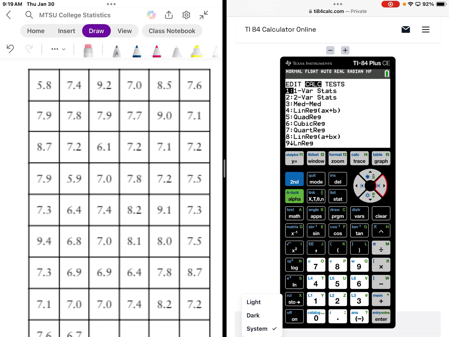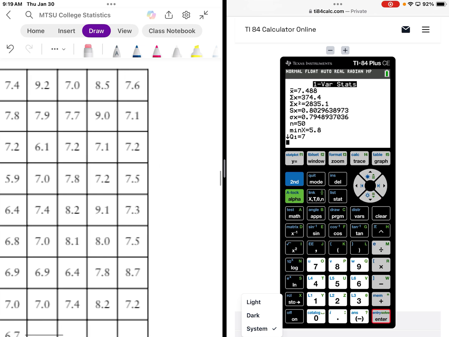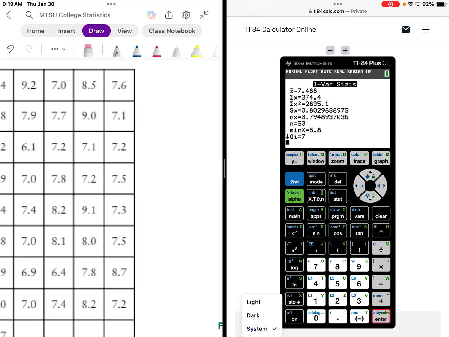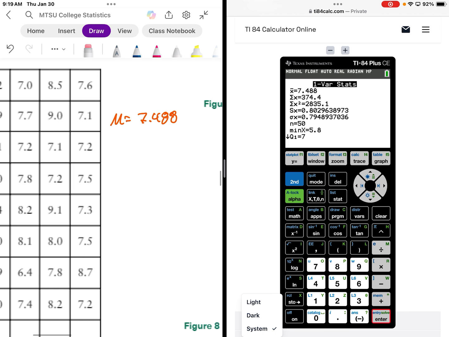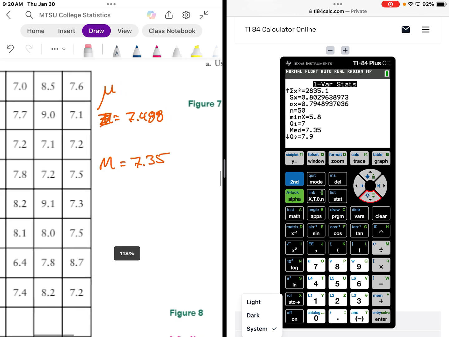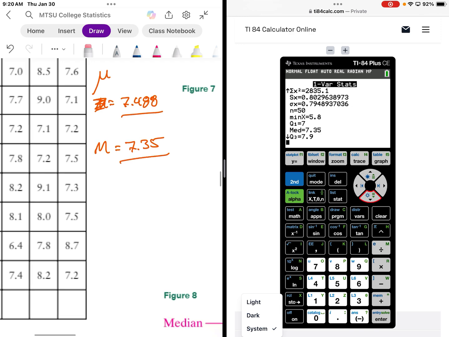All right, stat, calculate, one var stat. All right, so hopefully if I did this right, did anybody else get the mean of the population to be 7.4888? Good. All right, so I did fix my one mistake. Okay, good. And then now we got the median is equal to 7.35. So there are my two values. Very similar. They're very close in numerical value.